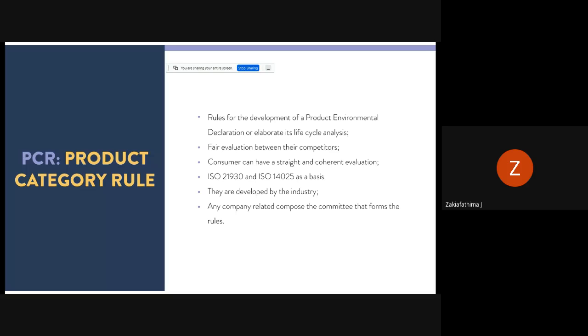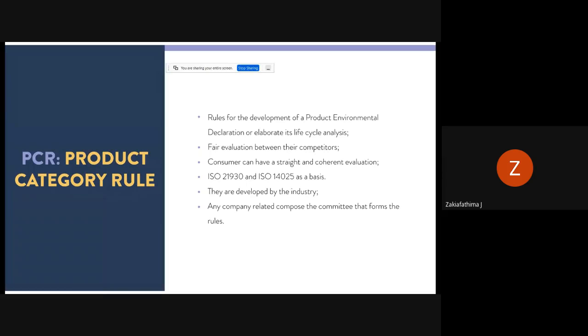ISO 21930 and ISO 14025. These are the two particular standards that are used for documenting your sustainable material. They have all the rules for the environmental declaration of your product. You can follow these rules to check on your materials. So for example, if you're going to the market to buy some particular material and you're looking for sustainable materials, search for this ISO marking on them. If it is there, then it is a sustainable product.